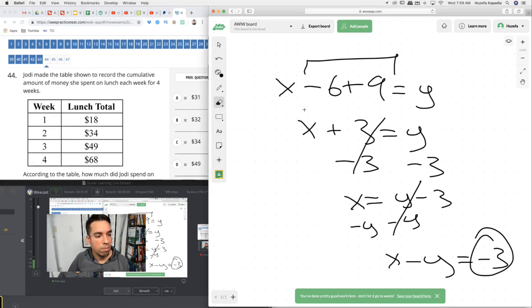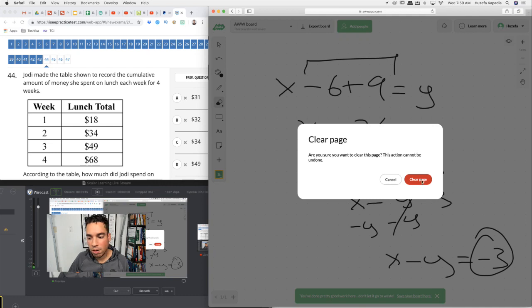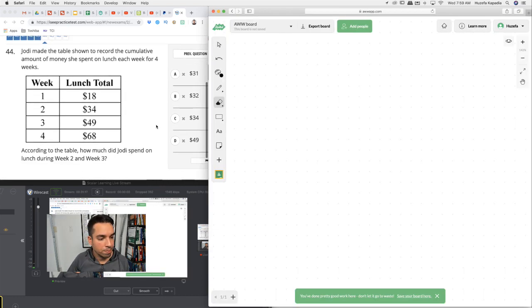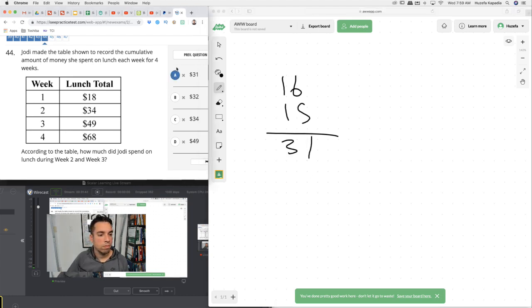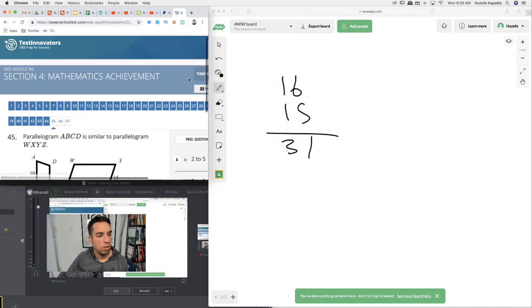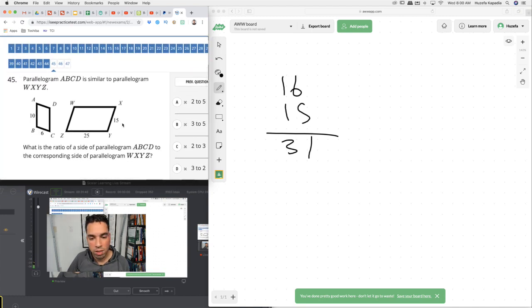Okay, next. Jody made the table shown to record the cumulative amount of money she spent on lunch each week for 4 weeks. Using the table, how much did Jody spend on lunch during weeks 2 and 3? So it's cumulative, so it's adding every time. So week 2, she spent 18 plus what is 34? That's 16. And then week 3, she spent 15. So it's 31. Three questions, 9 minutes. Good, really good on time here.